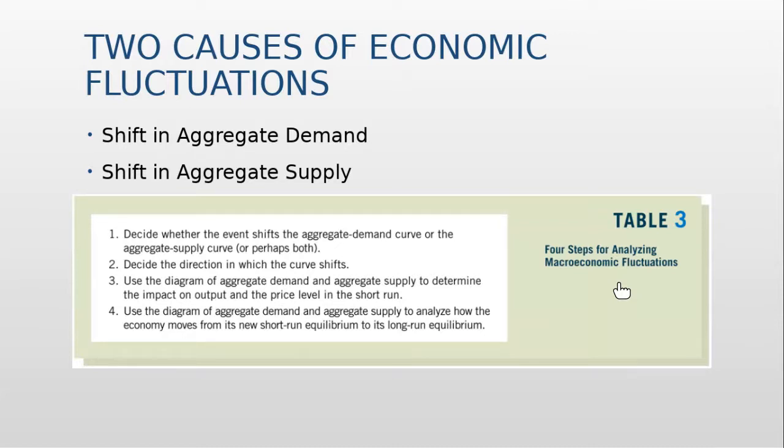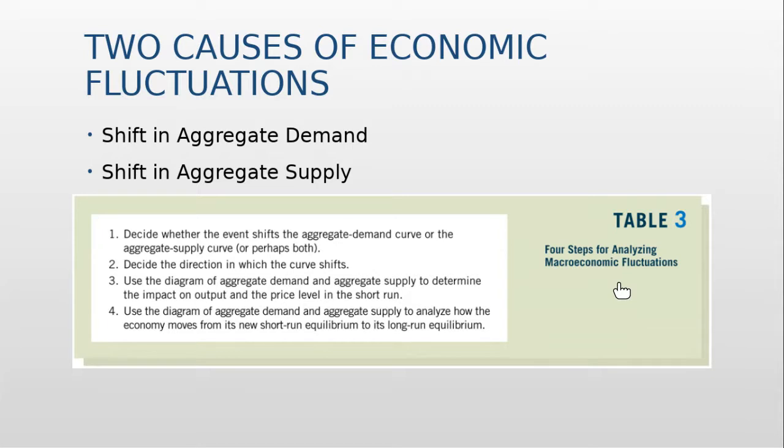Now, once you know this, you need to decide which direction the curve shifts. Is it going to shift aggregate demand or aggregate supply, or both, upward, downward, or in opposite directions? Now, you can use the diagram of aggregate demand and aggregate supply then to determine the impact on output and the price level in the short run. So draw these shifts on your graph, and where the new equilibrium is established, that tells you ultimately what has occurred due to these shifts.